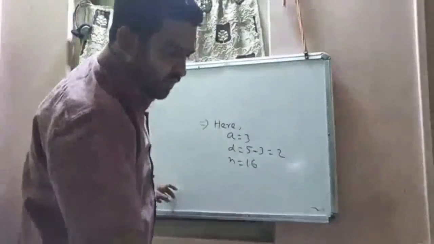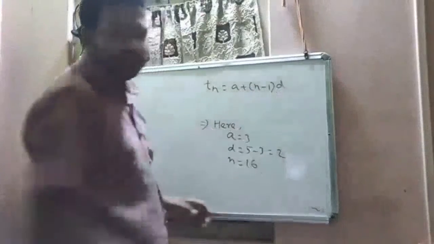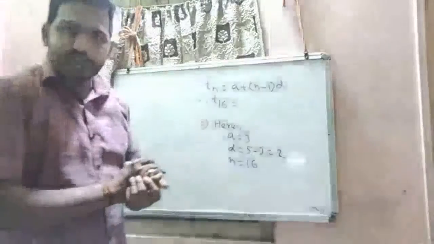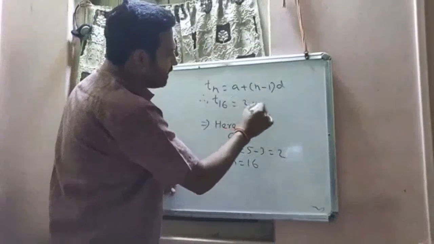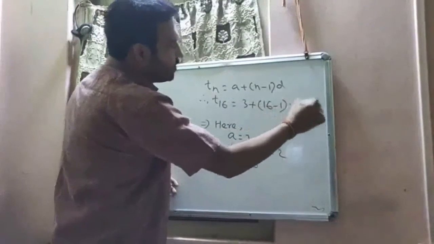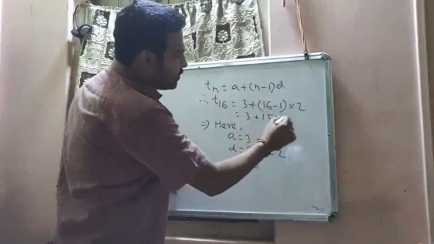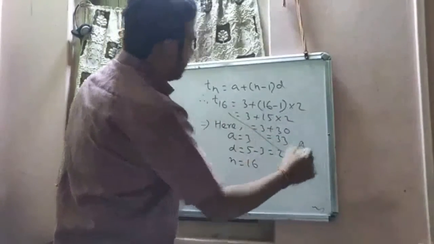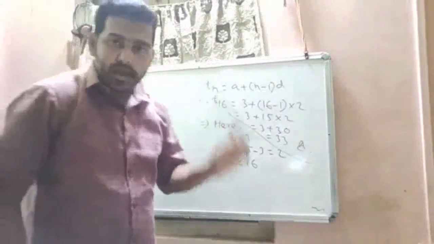So as you know, from the formula, Tn is equal to a plus n minus 1 into d. That is the formula we have learned. Therefore T16, the 16th term, is going to be a plus, a means 3, plus n, that is 16, minus 1 into 2. 3 plus 15 into 2. 3 plus 30, 33 is the required answer. That is the 16th term. Understood?